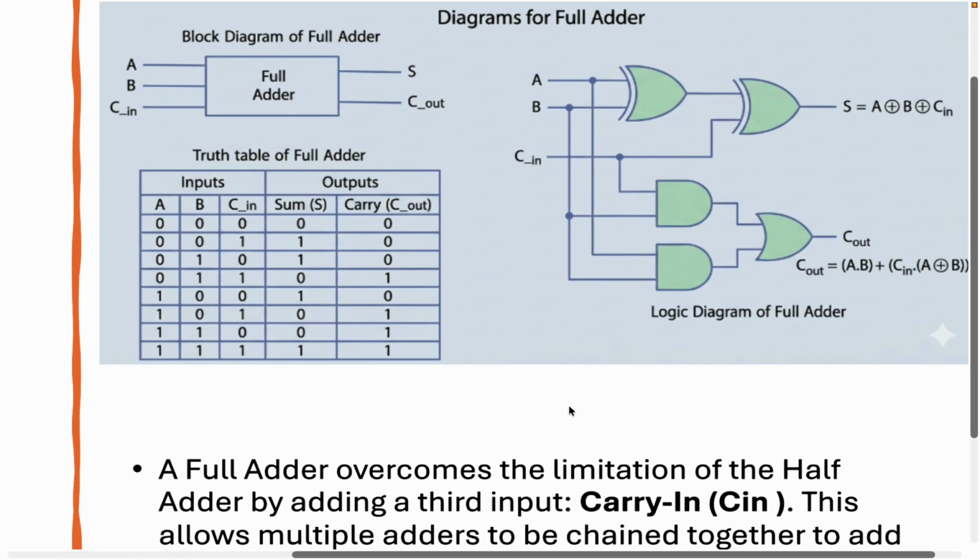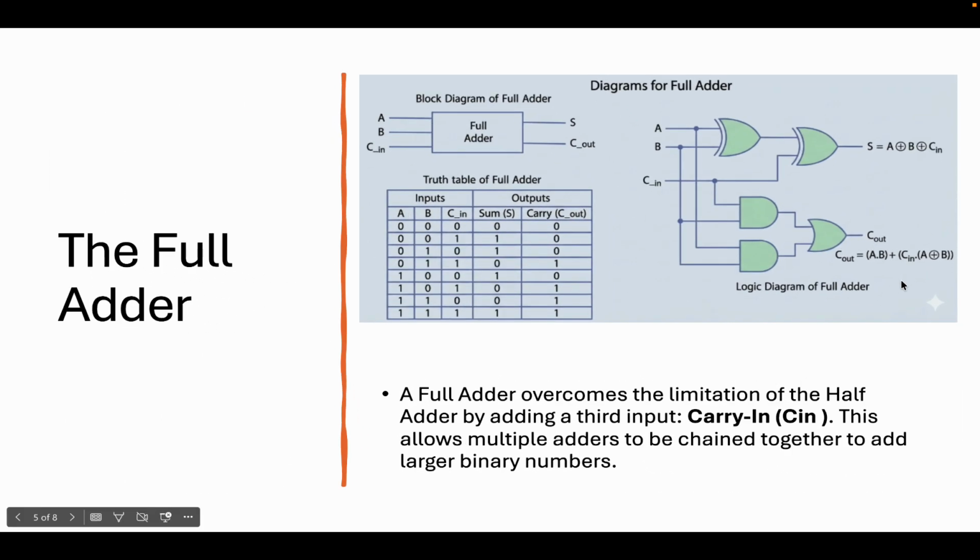When we make a binary expression out of this, wherever we have 1, it's a bar b bar c in, then a bar b c in bar, and so on. When I add all this, I get sum as a XOR b XOR c in. In the same way, I get c out as a dot b plus c in dot (a XOR b). As I said, the full adder is nothing but a half adder with an extra carry input being given.